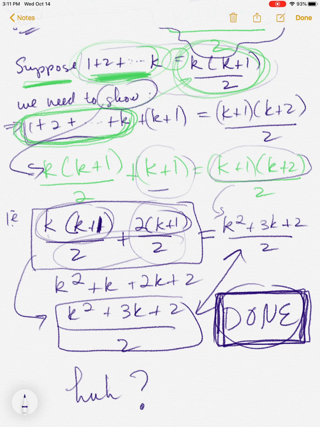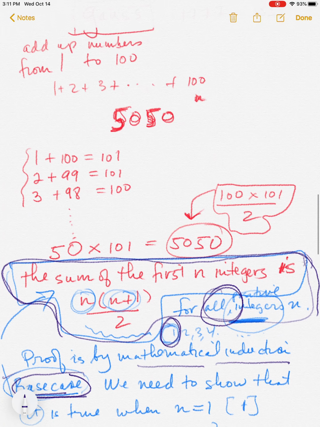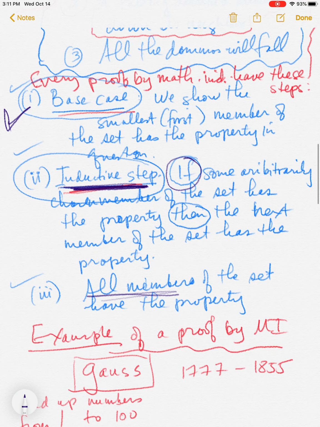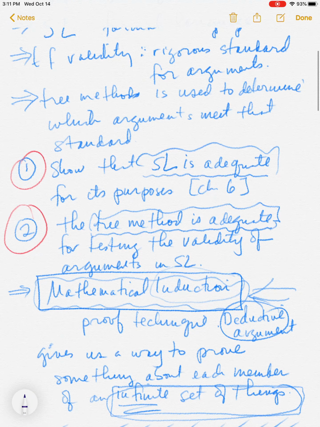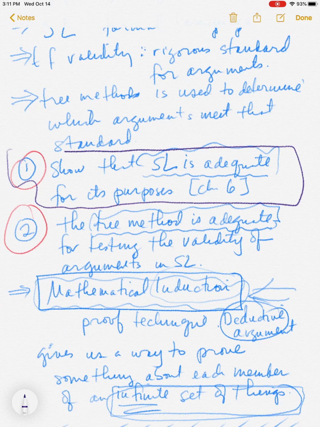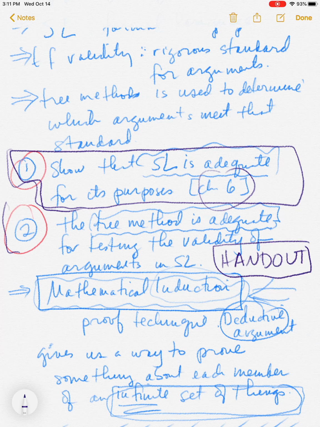Okay, I'm going to stop this lecture here. I hope you enjoyed it. But what we're going to do for the rest of this little interlude is, as promised, go back in the next lecture. I'm going to talk about the adequacy of the language FL, and then there'll be a handout. This is in chapter 6, but I'll give you a handout that you can follow along when I do the proof of the adequacy of the tree method.